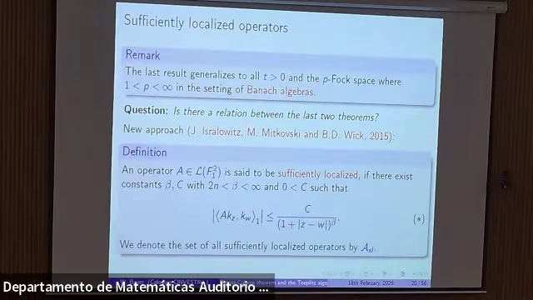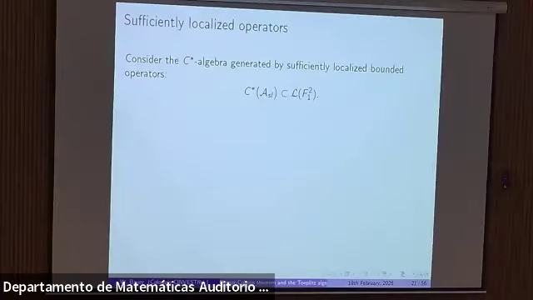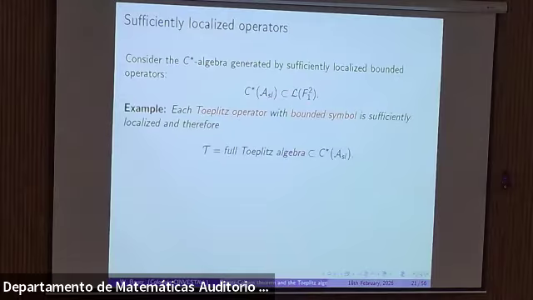And now we can collect all these sufficiently localized operators on the Fock space, and I call this A_SL, sufficiently localized. Then the next step is we take all these sufficiently localized operators and form a C-star algebra. So we look at the C-star algebra generated by sufficiently localized operators, and this is C-star A_SL. And this lies, of course, inside the bounded operators. And here's an example. If you have a Toeplitz operator with a bounded symbol, bounded again is important, then that is sufficiently localized. The kernel has that property, which then means that this C-star algebra contains every Toeplitz operator, and then it contains the full Toeplitz algebra as a subalgebra. So that might be even larger than the Toeplitz algebra.